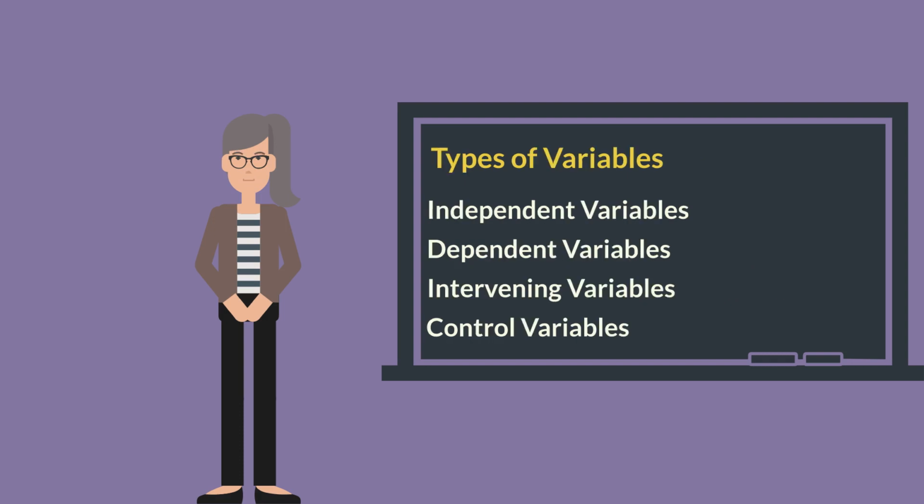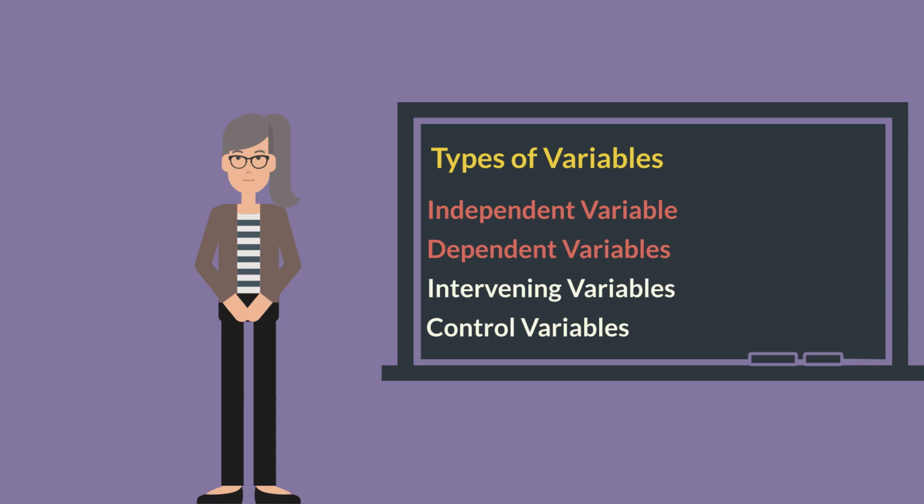It is not uncommon for a study to explore more than one variable at a time. So, after establishing the variables in your study, you need to consider if and how they might be associated in relation to one another. The four types of variables are independent variables, dependent variables, intervening variables, and control variables.